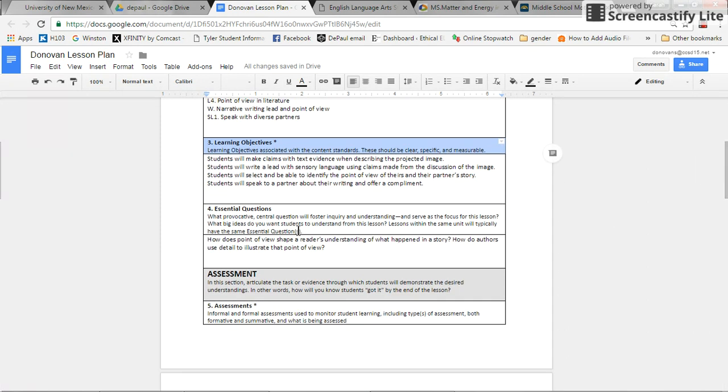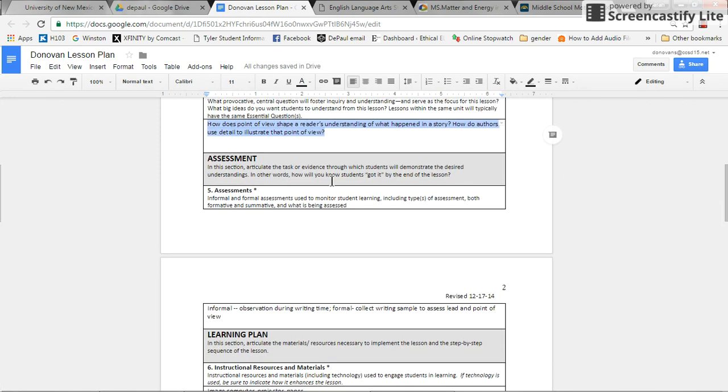The essential question is slightly different than the philosophical question. The essential question is a question that you might want students to answer when they're working on this project or working on their objectives. So this is a central question that will foster inquiry and understanding. Why does it matter about plankton and algae? What's the purpose of that in our world? Why does it matter, a story from the point of view of first person or second or third person? Why does that matter? Those are essential questions. So here's mine.